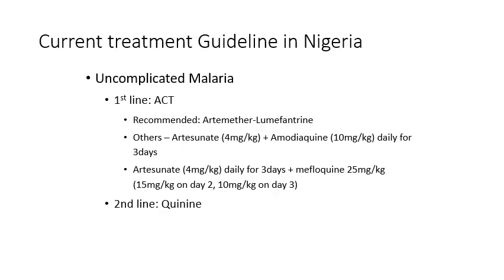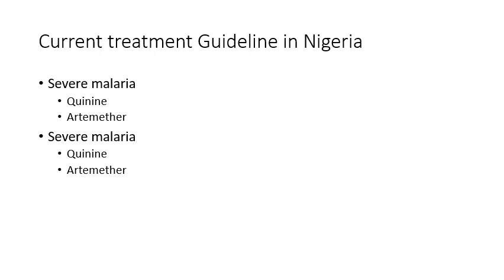So treatment of uncomplicated malaria is usually artemisinin combination therapy, usually made up of artemether and lumefantrine. That's the usual first line. So the Lonart, the Coartem, they have artemether and lumefantrine. There is also artesunate and amodiaquine, and artesunate and mefloquine. So that's the first line, artemisinin combination therapy. Second line is quinine. Severe malaria is treated with either quinine or artemether, but the gold standard for severe malaria treatment is artesunate.